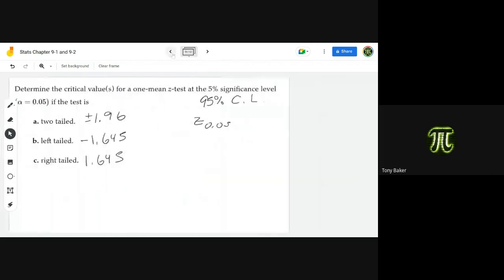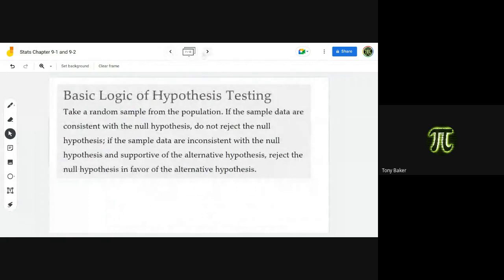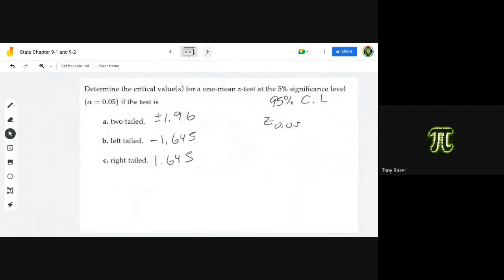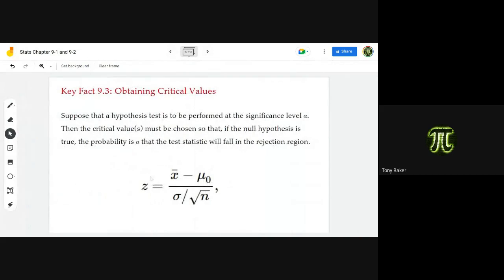All right. In the book, I see the words test statistic mentioned. What is that? That's your, in this case, 1.28, the one we just did. The test statistic is that z-score that we're looking for.